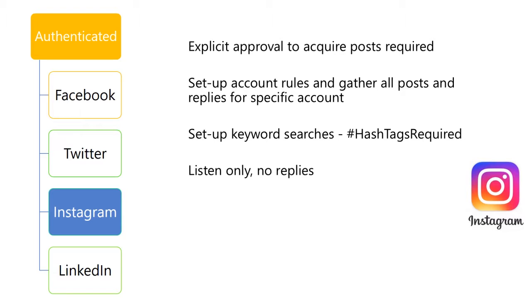When it comes to Instagram, there is again that explicit approval that is required to get that acquisition of posts started. You set up your account rules and gather all posts and replies for a specific account. And if you wanted to do keyword searches, it is required to use hashtags in those searches in order for those to be gathering information. Instagram is a listen-only source, no replies at this time.